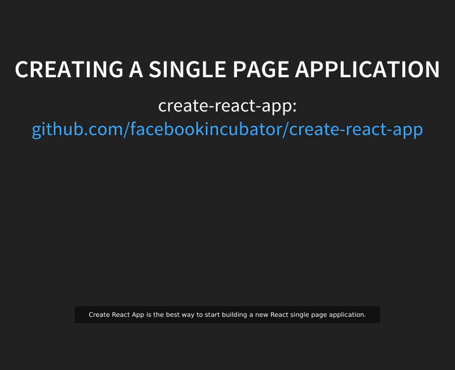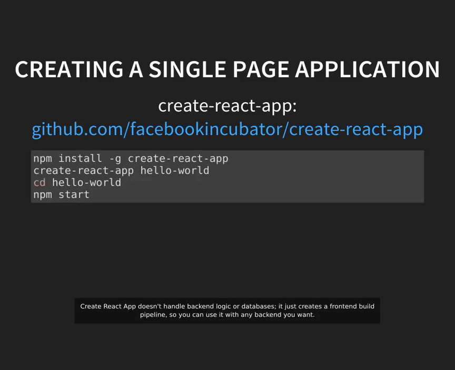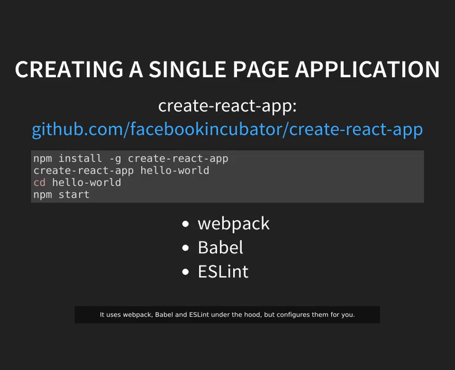Create React App is the best way to start building a new React single-page application. It sets up your development environment so that you can use the latest JavaScript features, provides a nice developer experience, and optimizes your app for production. Create React App doesn't handle backend logic or databases. It just creates a front-end build pipeline, so you can use it with any backend you want. It uses Webpack, Babel and ESLint under the hood, but configures them for you.